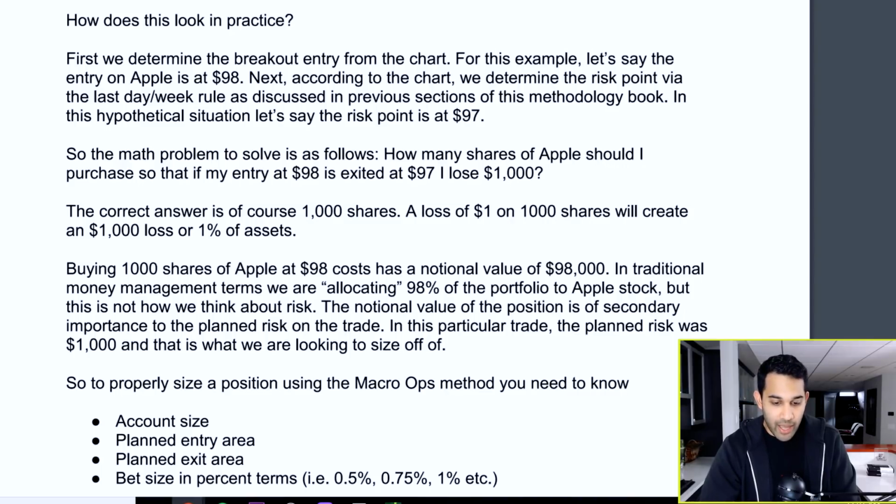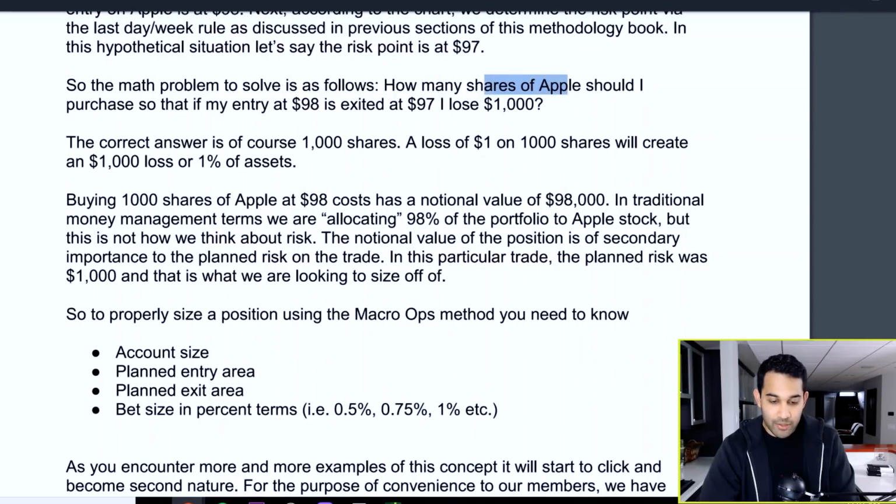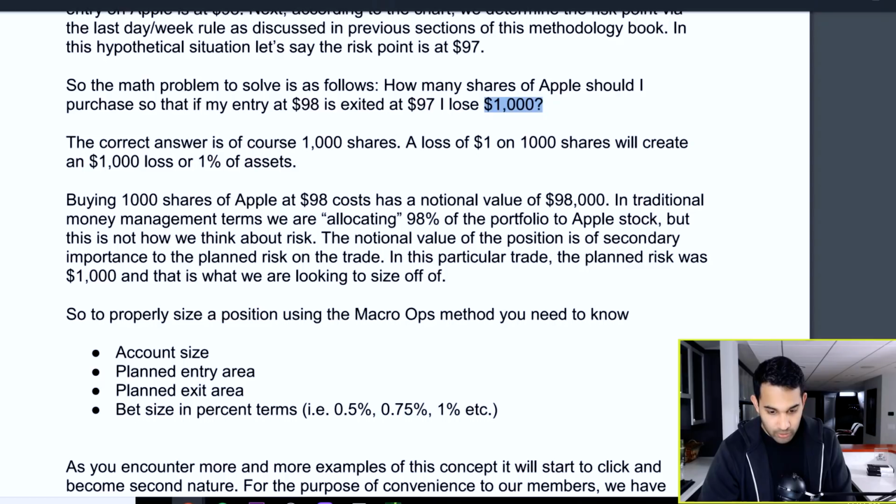Say we were getting into Apple at $98, and then we put our risk point at $97. Then your question becomes, how many shares of Apple should I buy so that if my entry is at $98 and I exited at $97, I would lose $1,000, because that's what we want to risk, right? 1% of 100,000. So the right answer is 1,000 shares, because losing $1 on each of those 1,000 shares will create a $1,000 loss, or 1% of your assets.